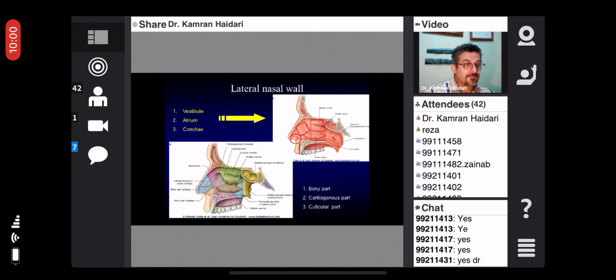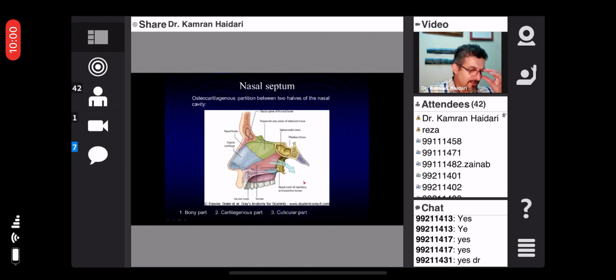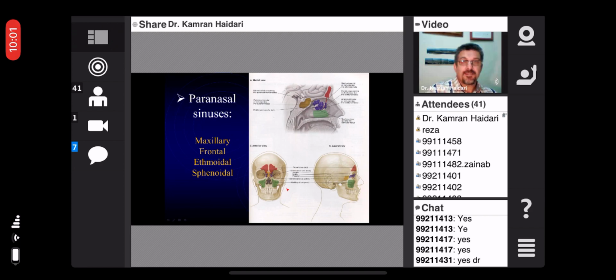All right. And then nasal septum. Okay. And then the next subject I would like to talk about, that is very important around the nasal cavity. We've got paranasal sinuses.